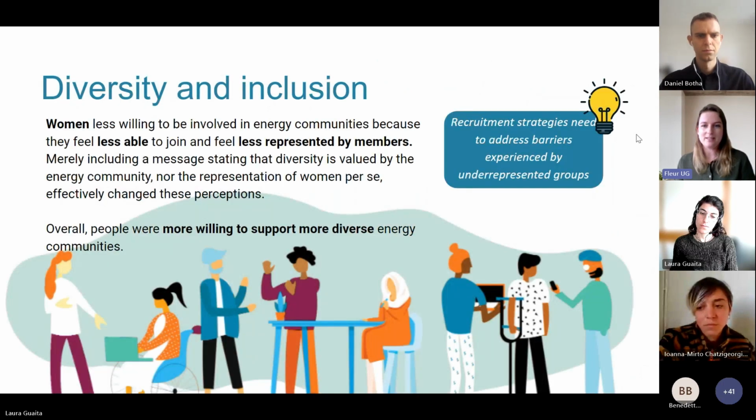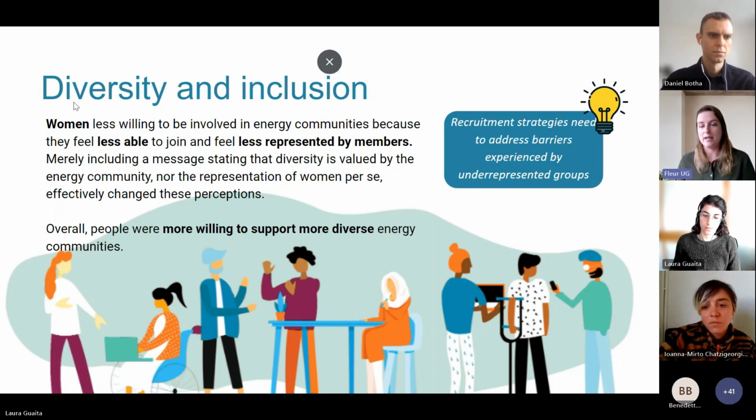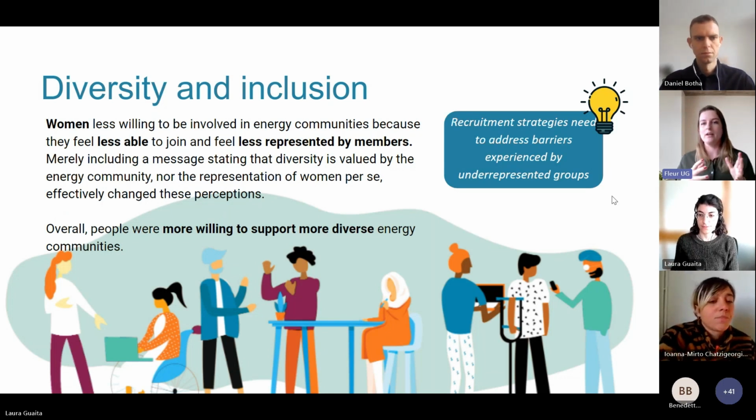And then last but not least, we also looked into the diversity and inclusion aspect of energy communities. Here we focused on gender, and we saw that women were overall less involved or willing to be involved in energy communities, mainly because they felt less able and less represented by the members. And when including a message stating that diversity was valued by the energy community, or by showing more pictures, for example, of women on the board of an energy community, this did not really change people's perception. So that was interesting.